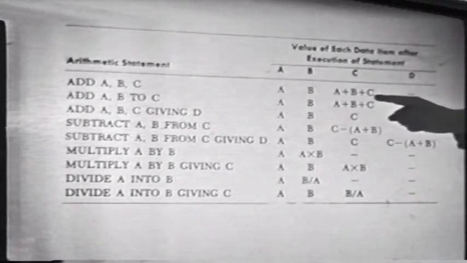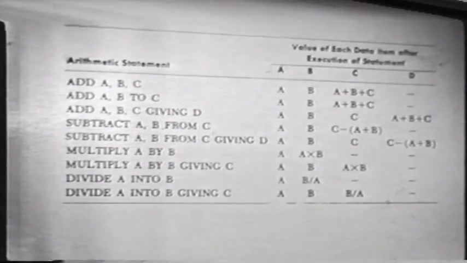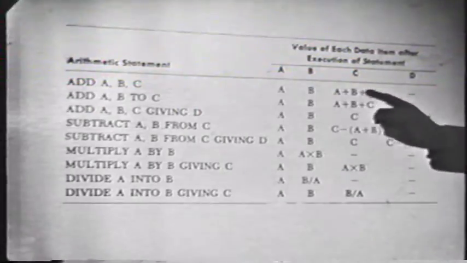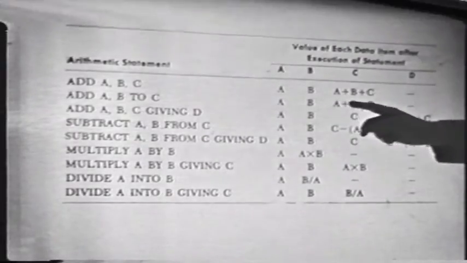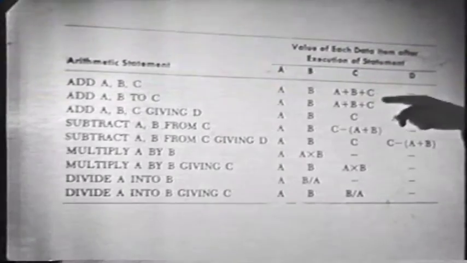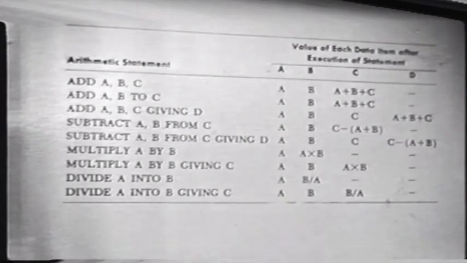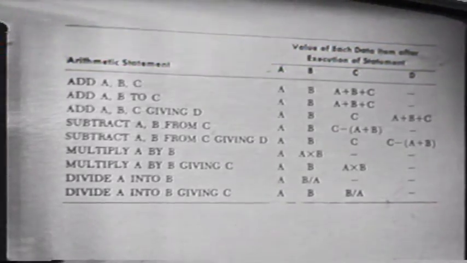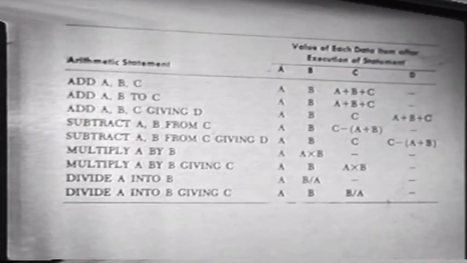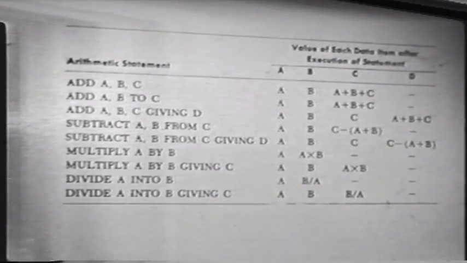It's the same thing if we use this other version, add A, comma, B to C. If we use the version add A, comma, B, C giving D, we will add A to B to C and store the results in a variable whose name is D. Notice in the first two cases we lost the contents of C. These various arithmetic commands are a little easier for the businessman to read, and there's also a little more communication between the programmer and the person who asked for the program.